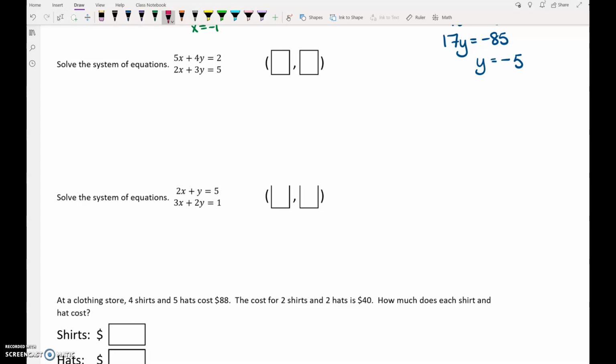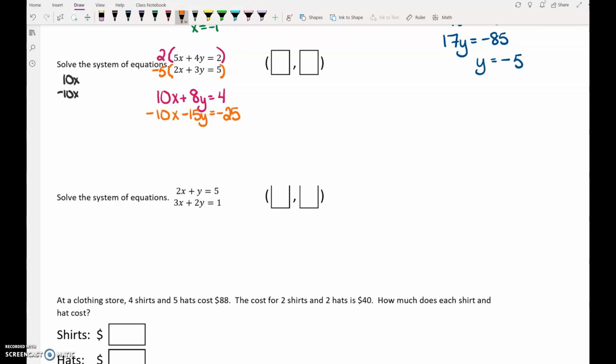10? If we're going for 10, we would multiply the top equation by 2 and the bottom equation by -5. Remember, our goal would be to have 10x on the top and -10x on the bottom. So if we do this, we would have 10x plus 8y equals 4. For the bottom equation, -10x minus 15y equals -25.